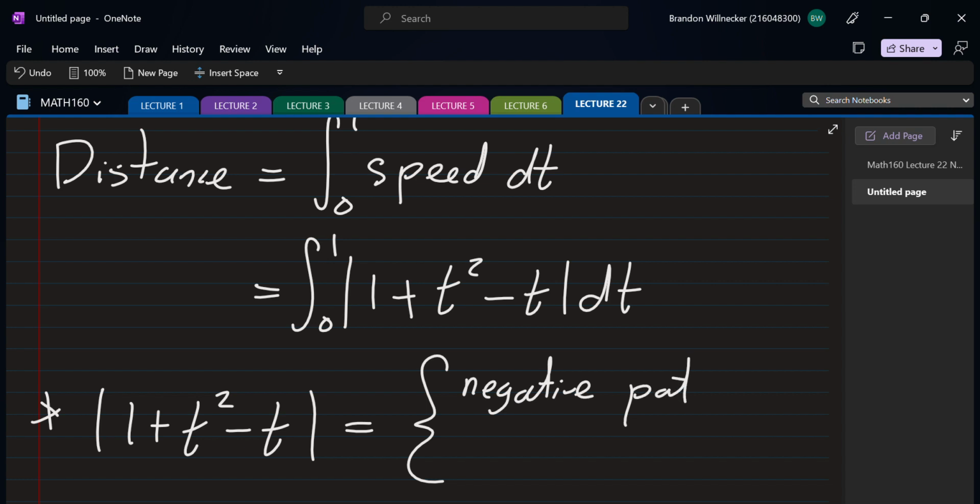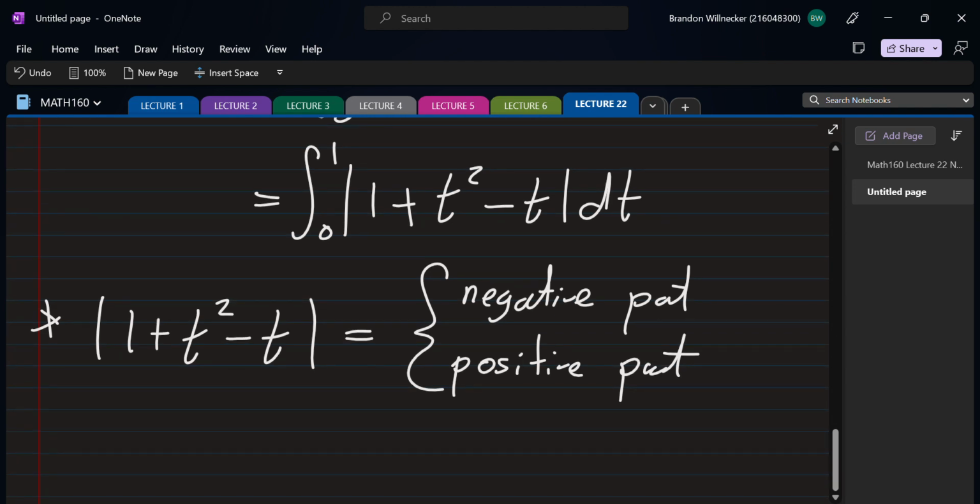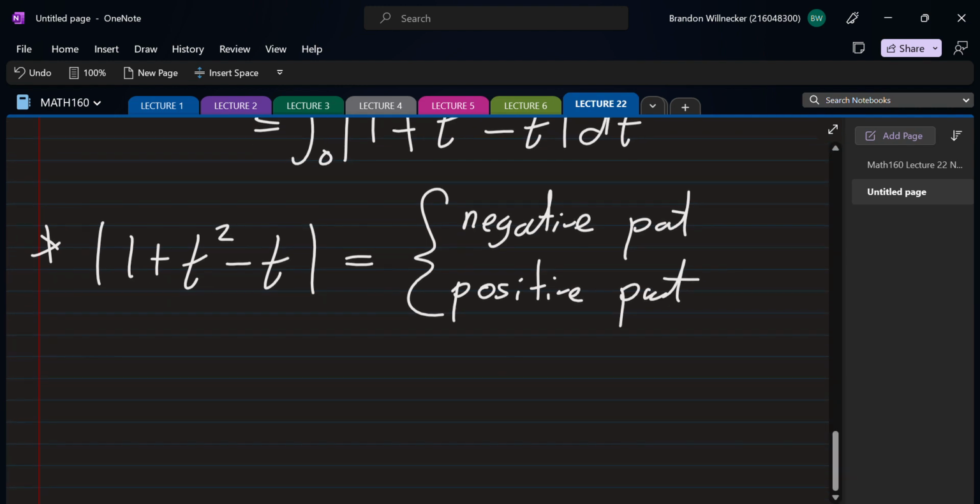And then for the negative part, we put a minus sign in front to make it positive again. And then we're going to have a positive part. Now, it's already positive, so we can just leave it alone. Okay, how do we find this negative part and positive part? We need to look for the roots of this thing. And then once we have the roots, we can see where it will be positive and negative. Sometimes it may not have roots, but we'll look at that separately.